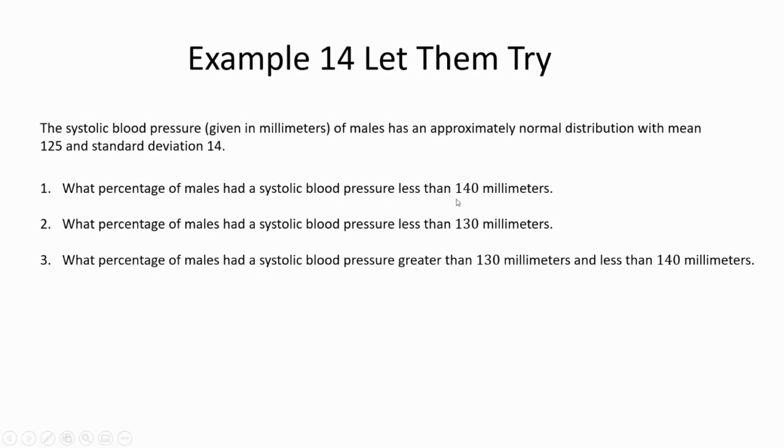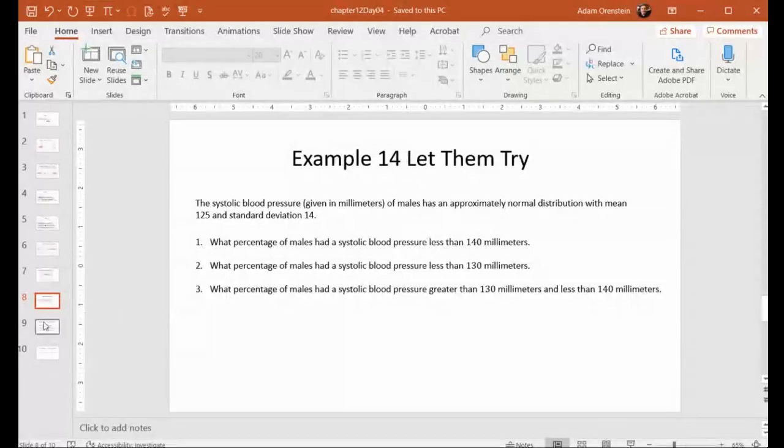So the first question is, what percentage of males, that is, what percentage of data values here, had a blood pressure less than 140 millimeters? Again, we have a normal distribution, right? What we're going to do is convert to the z-score and then get the area to the left of it. Now, we could use the table, or we could also use Desmos. So just like the other example, I'm going to show both. So let me do that.